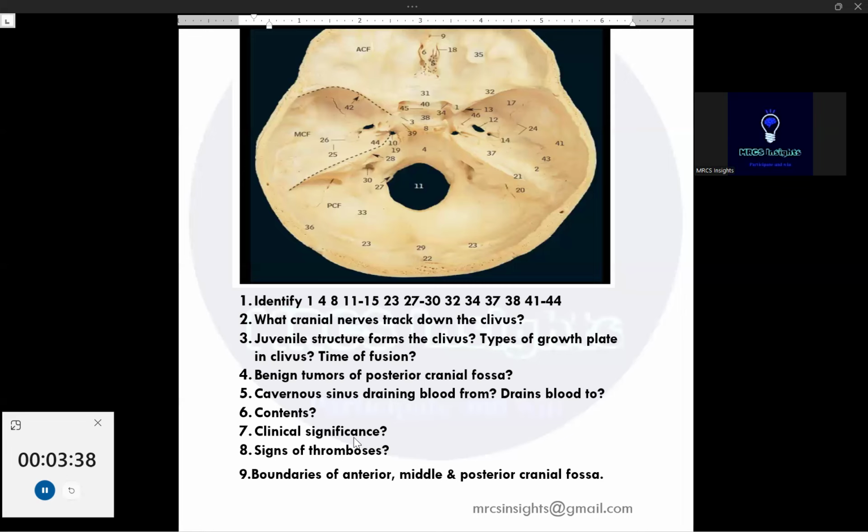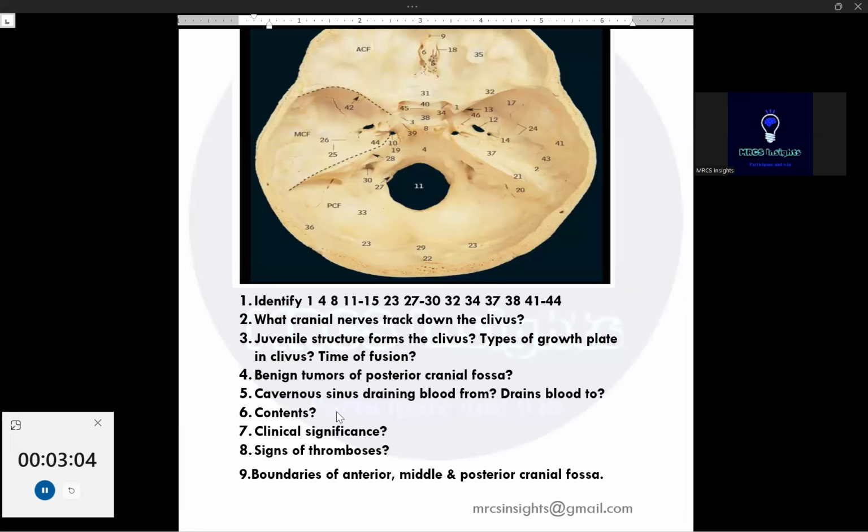So now tell me the contents of the cavernous sinus. The lateral wall, from top to bottom, contains the oculomotor nerve, trochlear nerve, and the ophthalmic nerve and maxillary nerve of the trigeminal nerve. Yes. And from medial to lateral, the contents are internal carotid artery, sympathetic plexus, and abducens nerve.